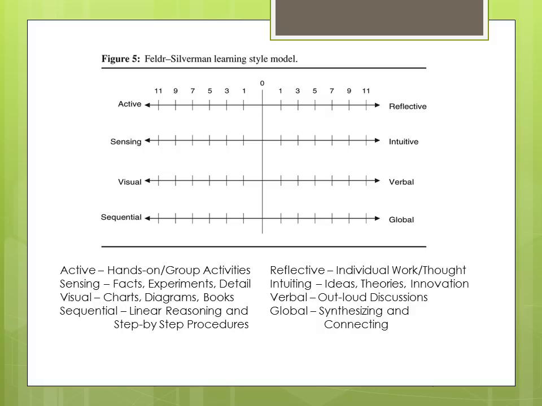So as you can see, the active people are the ones that want to do hands-on stuff, they want to try stuff, versus the reflective, who want to think about it and do it by themselves. Sensing people, this is dealing with the experience itself, the facts, the experiments, the details, versus the intuiting, which is thinking about them and figuring out the theories and the ideas that can come from that information. Visual, again, you've got the charts and the diagrams, you like to look at it, versus the verbal, you like to talk about it. And then sequential, again, the reasoning, the step-by-step, versus that global synthesizing and connecting.